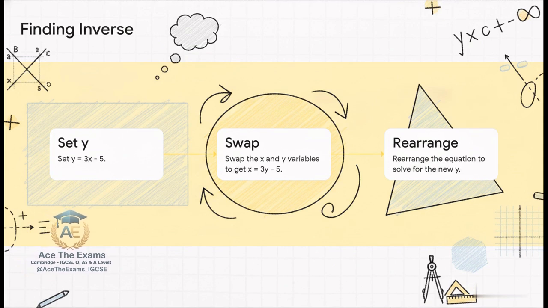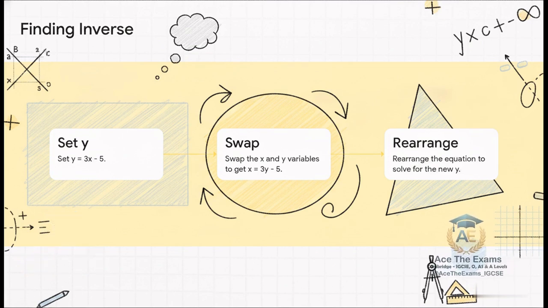Step 3. Rearrange the entire equation to solve for that brand new y. How do we do that? We add 5 to both sides first, which gives us x plus 5 equals 3y. Then, to get y entirely on its own, we divide everything by 3. Our final perfect inverse function is x plus 5, all divided by 3. If you force yourself to follow those exact 3 steps every single time, you will never drop these 3 marks.